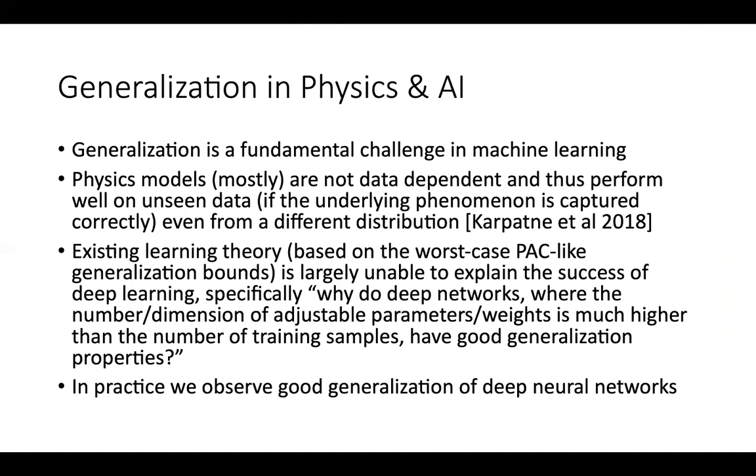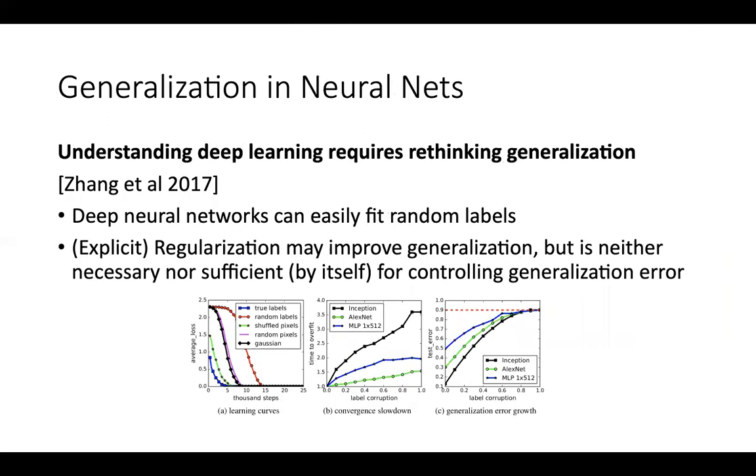However, if we look from the machine learning side, the existing learning theories, which are mostly based on considering worst-case PAC learning scenarios with generalization bounds, are unable to explain the success of deep learning. Why should it be successful at all? Again, with the disclaimer that there has been some progress made in this direction, but not as much as we would like. And yet deep learning works really well in practice.